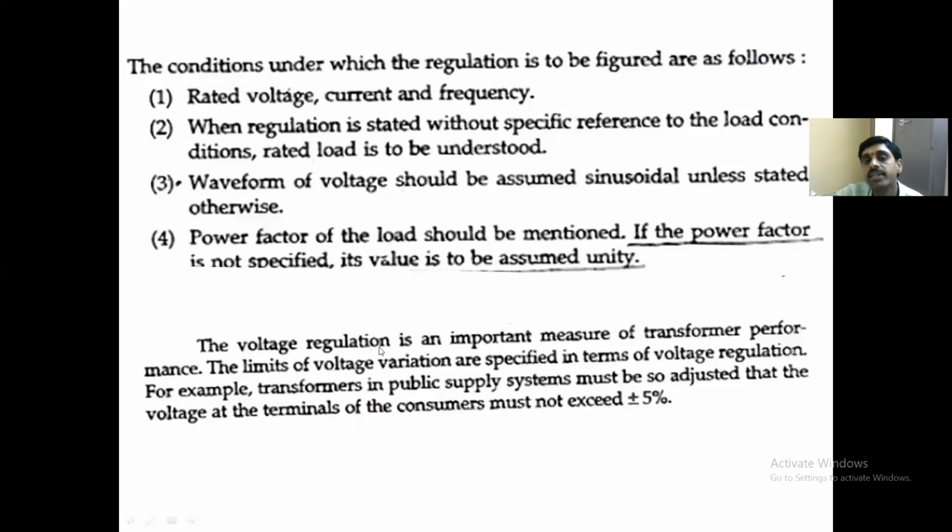Voltage regulation is an important measure of transformer performance. The limits of voltage variation are specified in terms of voltage regulation. For example, transformers in public supply systems must be adjusted so that the voltage at the terminals of the consumers must not exceed plus or minus 5%. The difference between no load and full load voltage should not be more than plus or minus 5%.